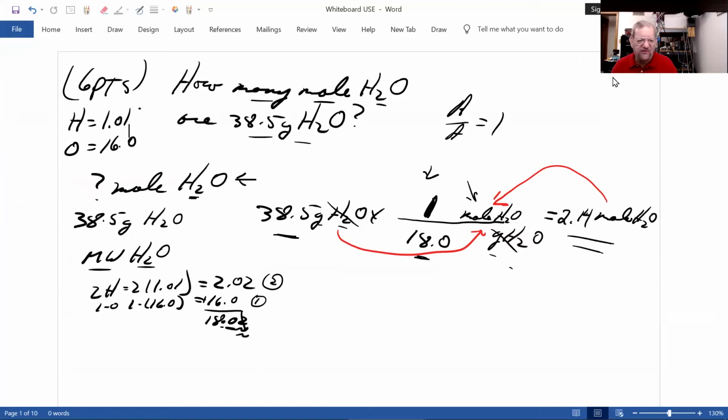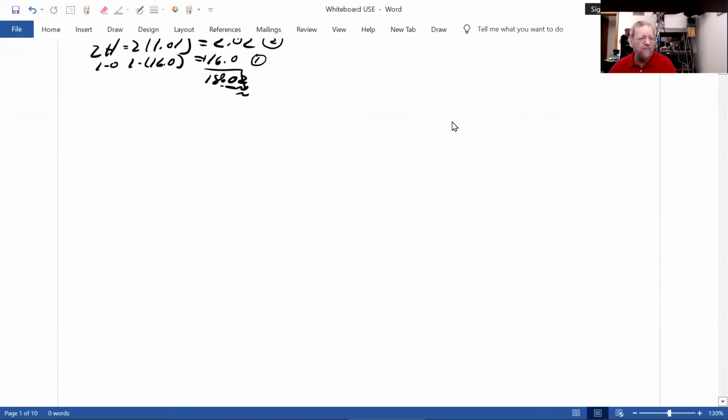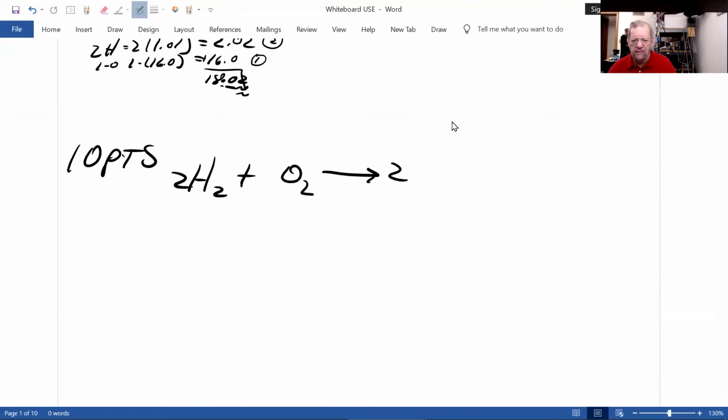Now, let's continue on. Here we have a balanced chemical equation.